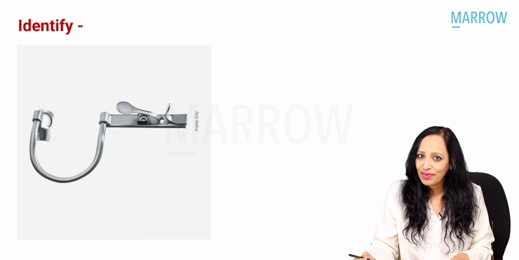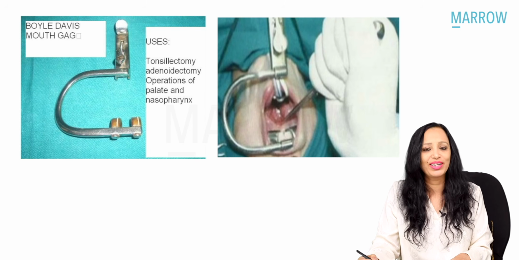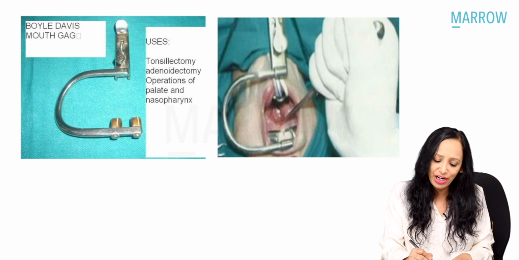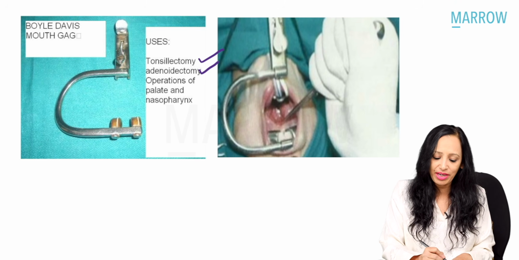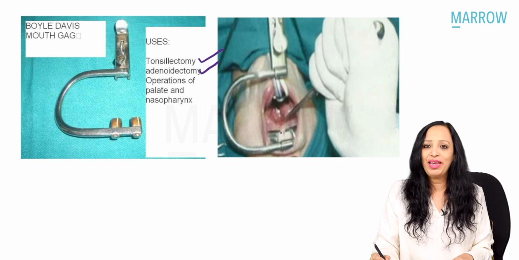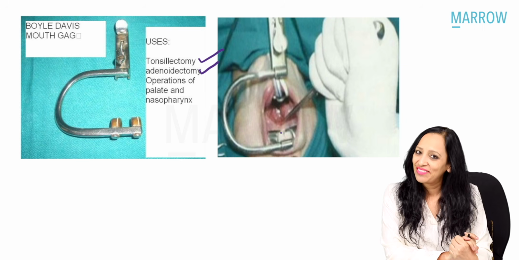Yes, identify. Very good. This is the Boyle-Davis mouth gag, and it is used for opening the mouth whenever we want to go for adenoidectomy, tonsillectomy, or whenever we want to operate on the palate or the nasopharynx. So tell me, out of the 12 questions, how many could you make correct? What is the score? Very good.